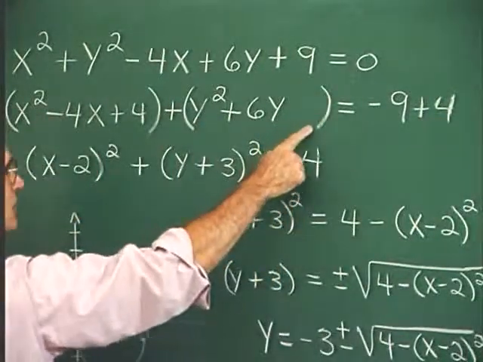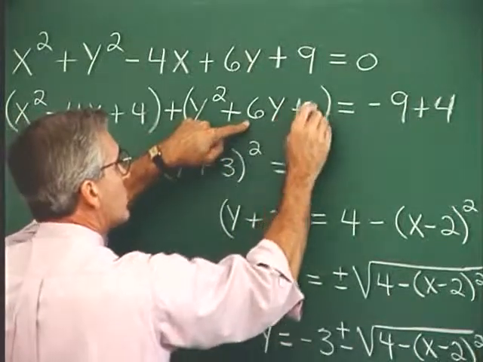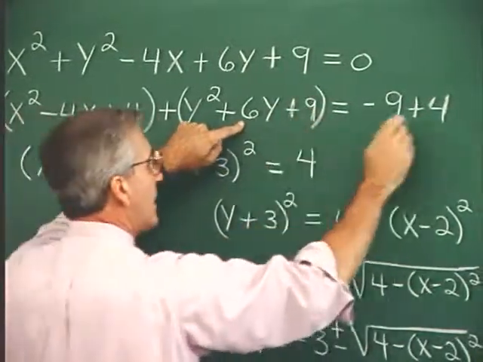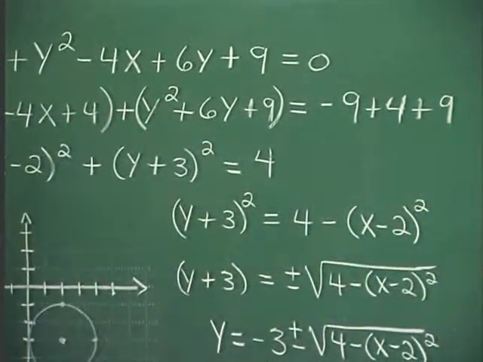And then same idea here with the y's. I leave a little space over here and I'm completing the square. Half of 6 is 3, 3 squared is 9. So I'm adding 9 here, but if I add 9 here, I have to add 9 on the other side. And now I am able to factor.